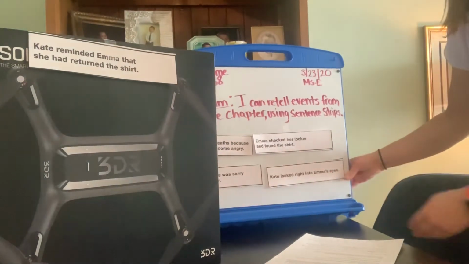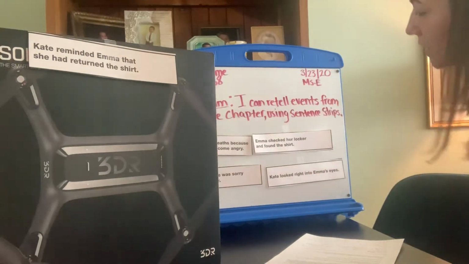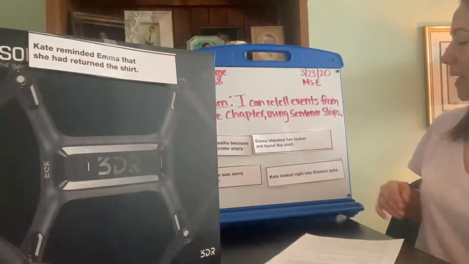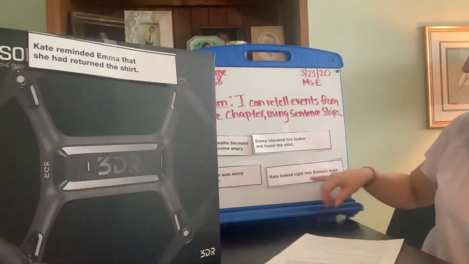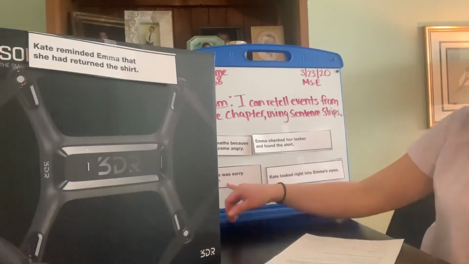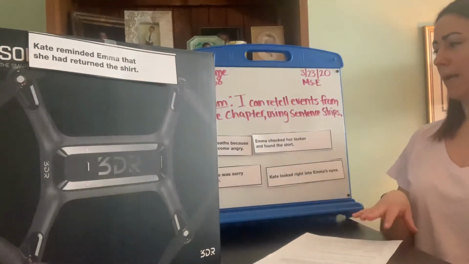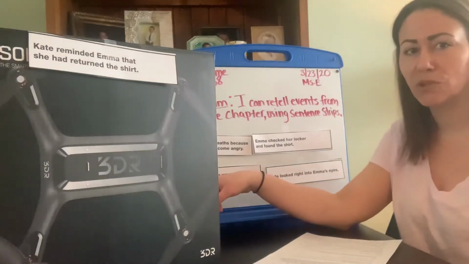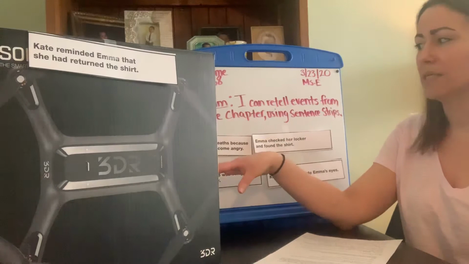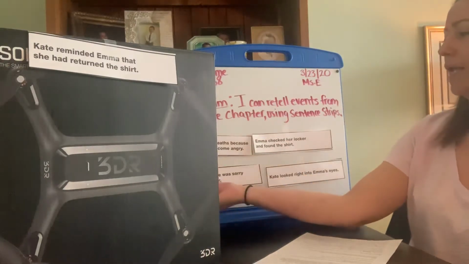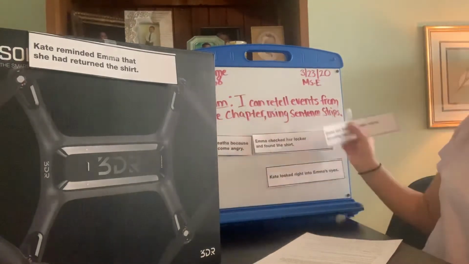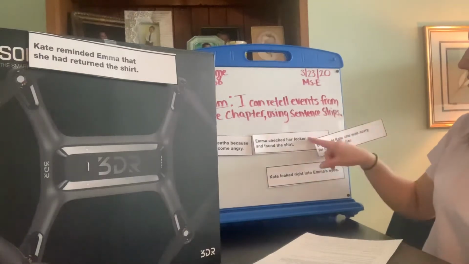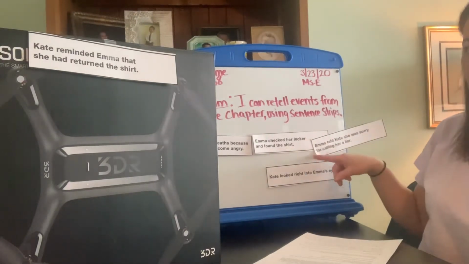I have Kate took 2 deep breaths because she did not want to become angry. Emma checked her locker. Kate looked right into Emma's eyes, and Emma told Kate she was sorry. So I know that checking the locker and Emma saying she was sorry, those are going to come at the end of the story, because those were events that happened at the end. So I know I'm not going to be using these 2 yet.